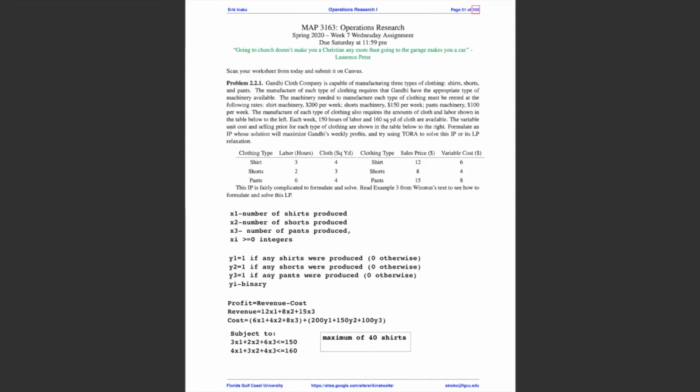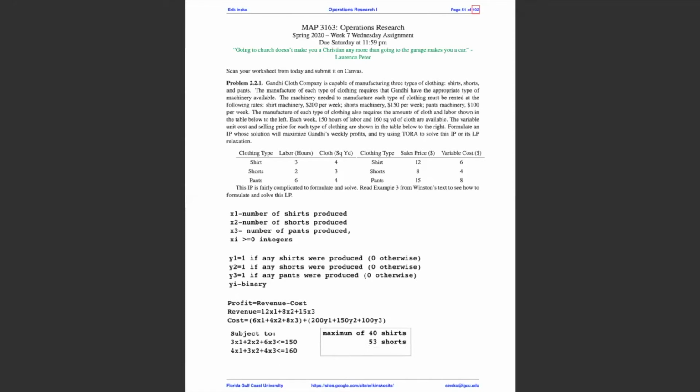If we substitute everything 0 except for x2, we're going to have 2 times x2 less or equal to 150 and 3 times x2 less or equal to 160, which will give you a constraint that we can produce no more than 53.3 shorts, which I'm just rounding to 53.